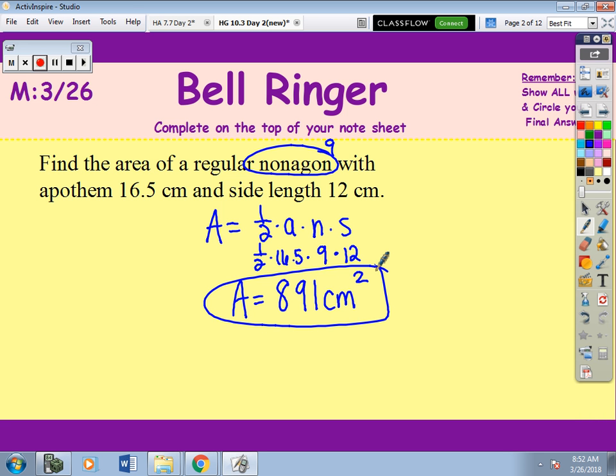Now what we're going to do today is make them harder. You will not know the apothem or you will not know the side length, and you'll have to figure them out using SOHCAHTOA or special right triangles. So it'll be a little bit harder today.